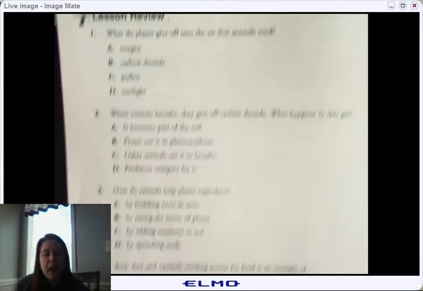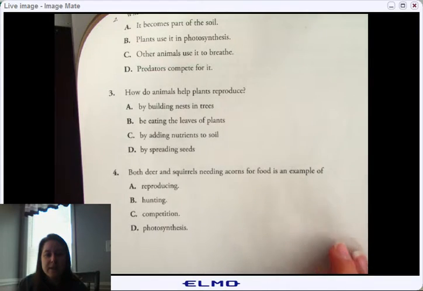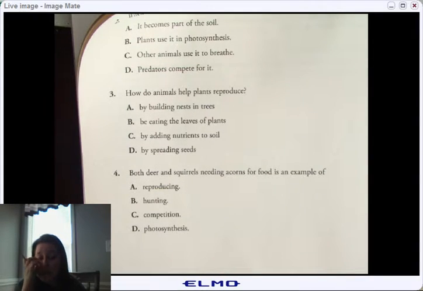Number 3: how do animals help plants reproduce? A, building nests in trees. B, by eating the leaves of plants. C, by adding nutrients to the soil. Or D, by spreading seeds. And question number 4: both deer and squirrels needing acorns for food is an example of A, reproducing, B, hunting, C, competition, or D, photosynthesis.